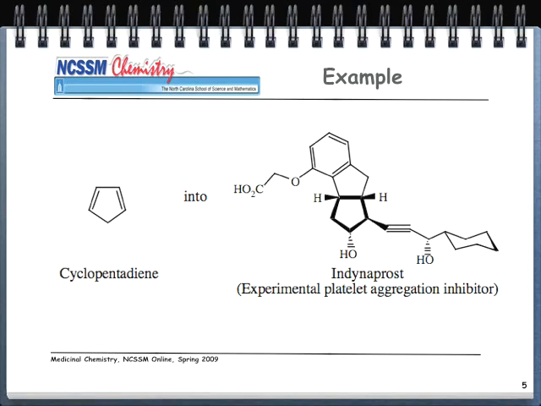So the people that work in organic synthesis labs need to take something like cyclopentadiene, and by engaging in a series of organic synthesis steps, they end up with the drug that you see on the right-hand side.